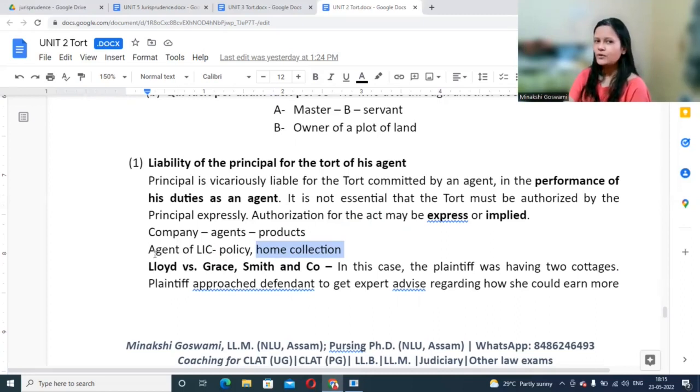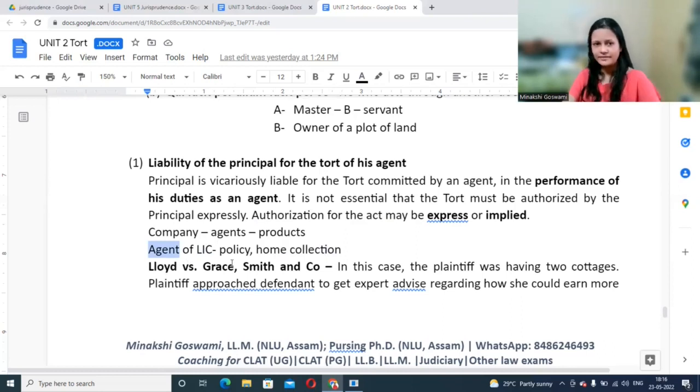And in this process, there are a lot of cases wherein LIC agents try to misappropriate the money, as in they collect the money, but then they never deposit it in the LIC office. After a few months, the policyholder comes to know about it, and by that time, their policy will lapse. Right? So in such cases, the policyholder can file a case against the agent, against LIC, or jointly against both of them also.